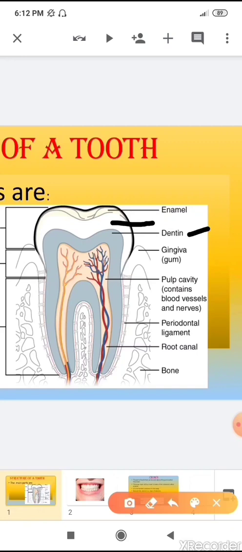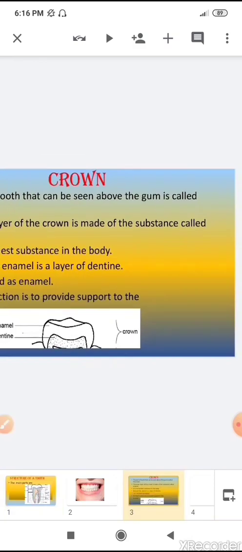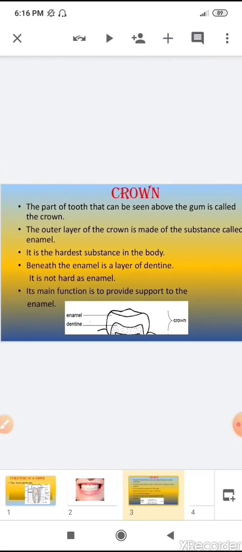So the first layer is here, of enamel. After the enamel, the second layer is of dentine. Children, dentine is not as hard as enamel. As you know now, enamel is the hardest substance of your body, but dentine is not as hard as enamel. Because dentine is just below the enamel layer, the main function of dentine is that it provides support to the enamel.